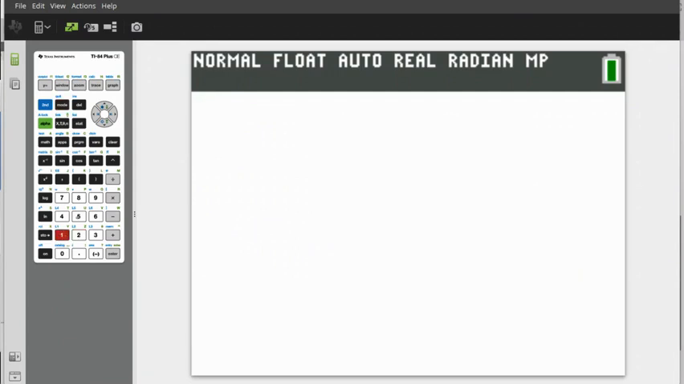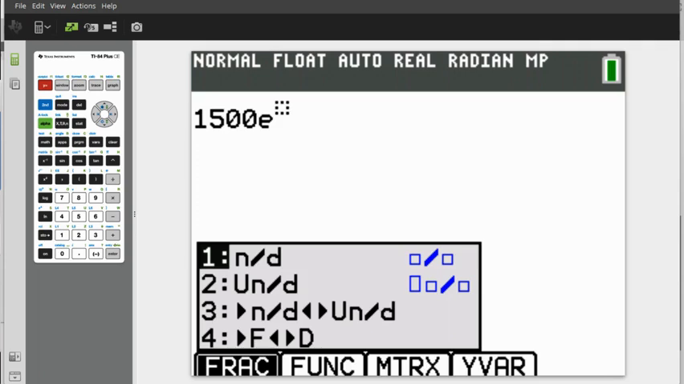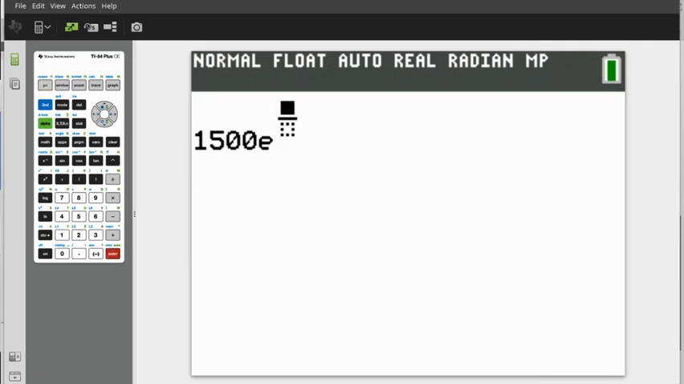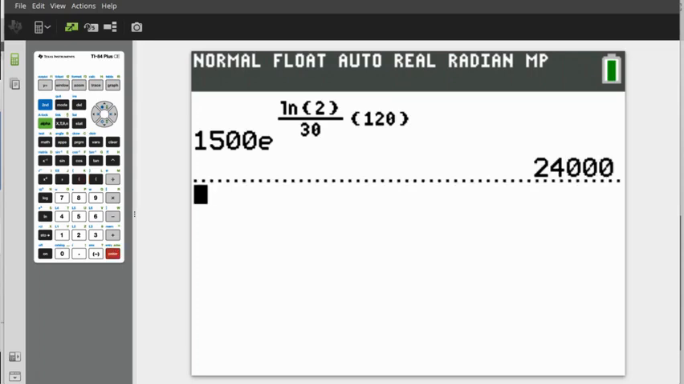Okay, we want 1,500. And then the e to the x is such a common use that it's right there, second natural log, because those are inverse operations, so they're on the same key. It already puts the e in with the power, ready for its power. I'm going to do alpha y equals so that I get a fraction in my exponent. Now I want natural log of 2, close parentheses, scroll down to your denominator, over 30, scroll out of your fraction, times our time, open parentheses 120, close parentheses. And so you should get 24,000.